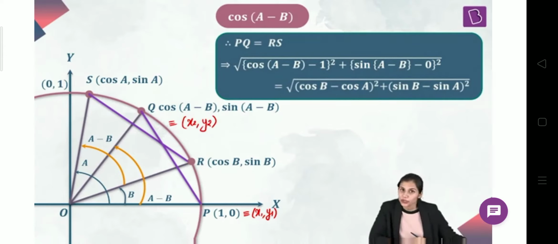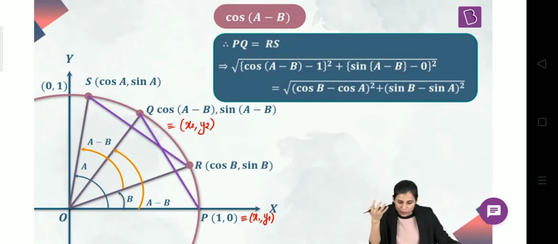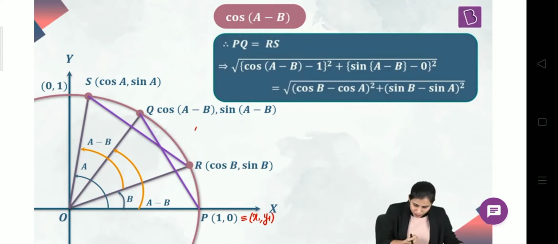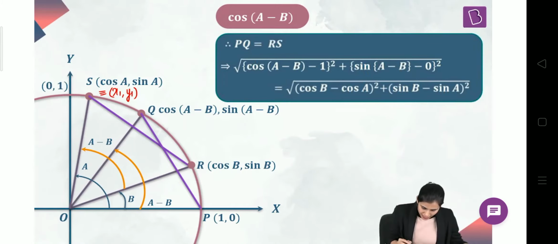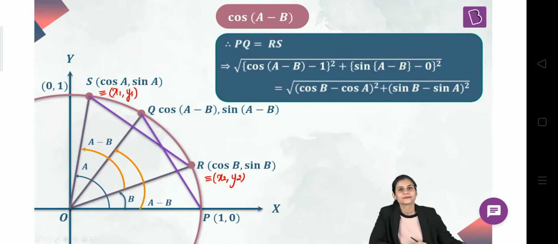Then, the length of the PQ chord using the distance formula comes out to be under root of (x2 minus x1) whole square plus (y2 minus y1) whole square. Agreed? Yes. Similarly, I am going to calculate the length of the RS chord. Focus on the RS chord. Now, suppose I take this as x1, y1 and this as x2, y2. Okay, so using the distance formula again, the length of the RS chord comes out to be under root of (x2 minus x1) whole square plus (y2 minus y1) whole square, and accordingly, I've plugged in the values.